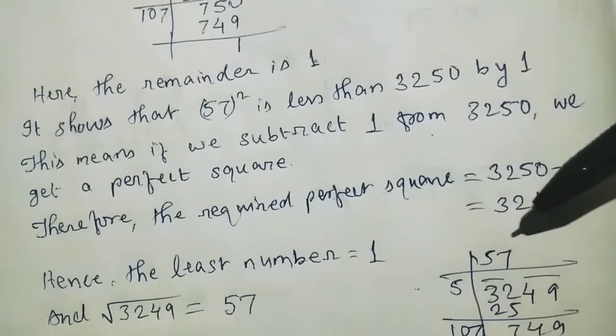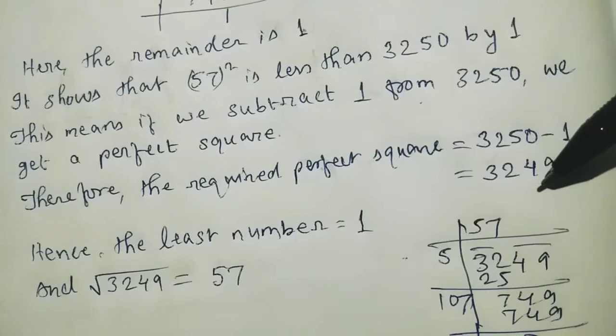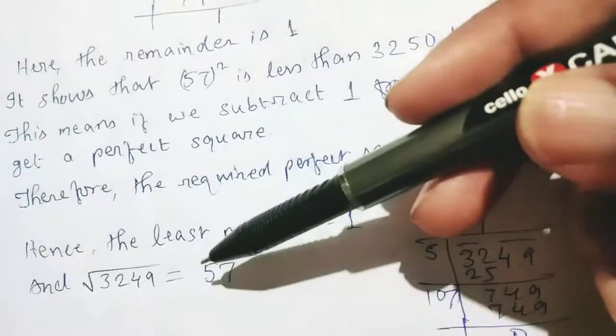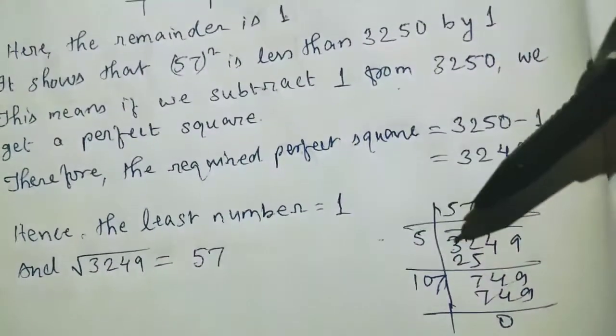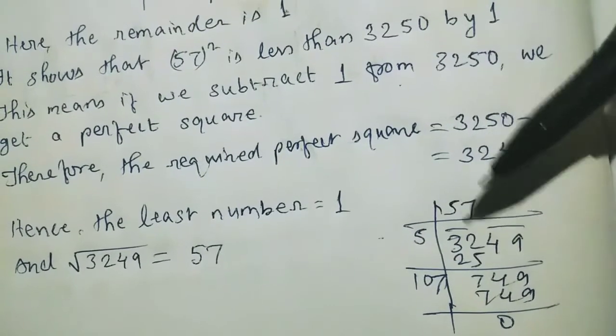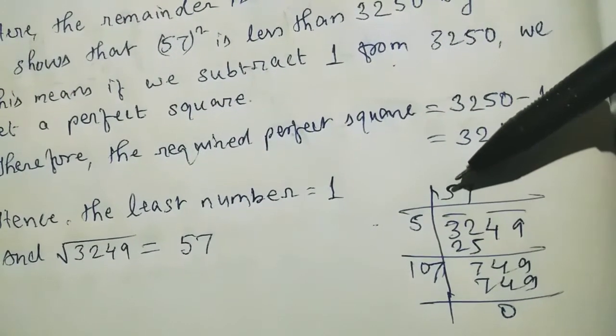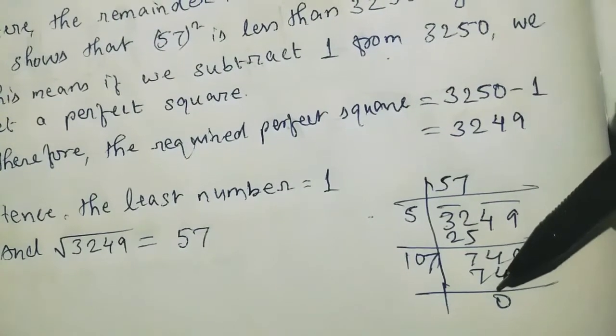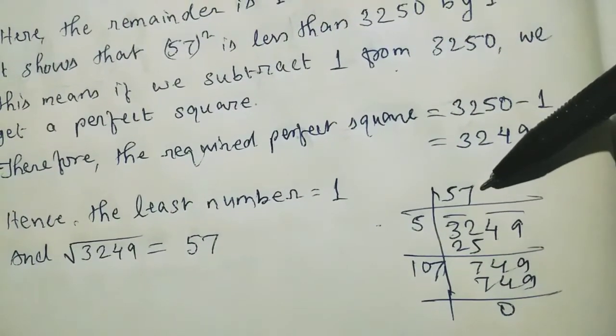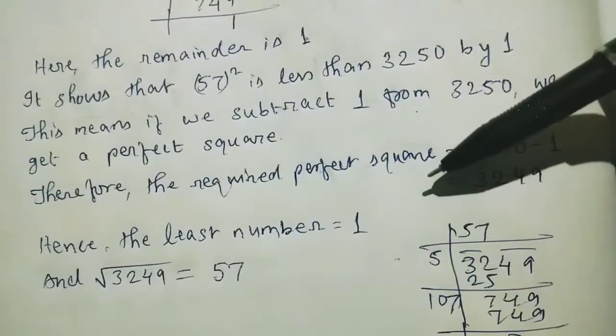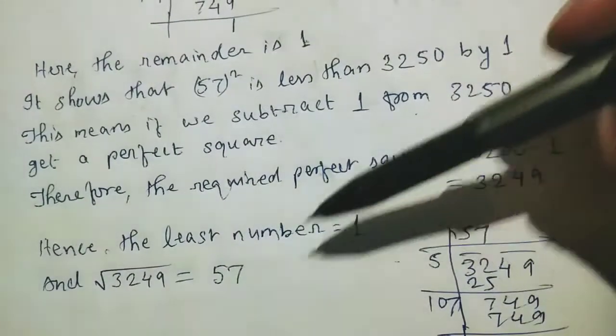So the least number that we subtract is what? 1. Now we have to take out the square root of this perfect square. So square root of perfect square is what? 57. So how we got this? Again we have to do the square root, you have to find out. So when you find out the square root, now the remainder is 0, that means this is the answer. Okay, so 57 is the square root. So least number is 1 and the square root is 57.